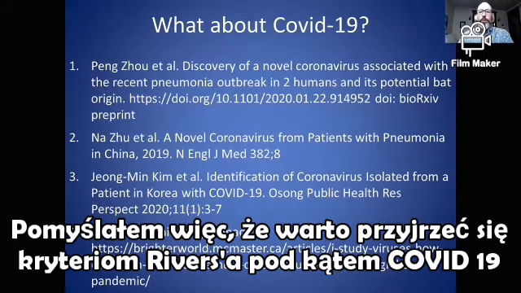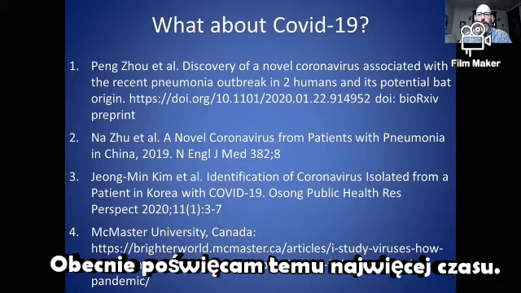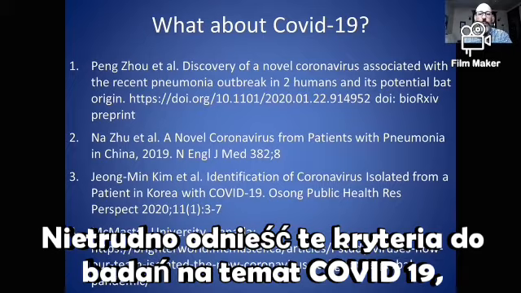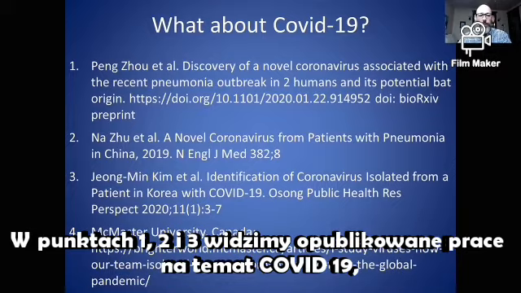So I thought I would look at some of these Rivers criteria for COVID-19, because this is the most relevant thing to what's going on now and what I've been mostly spending my time studying and talking about. And it would be very easy to apply these to the papers that have described COVID-19, which, by the way, was based on the original SARS coronavirus. So these are the 3 papers that have been published.